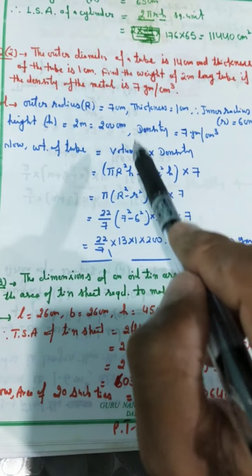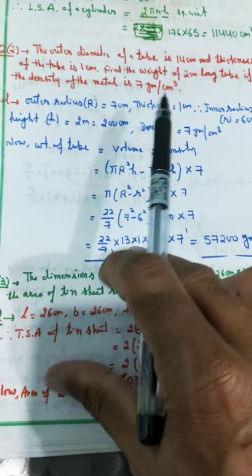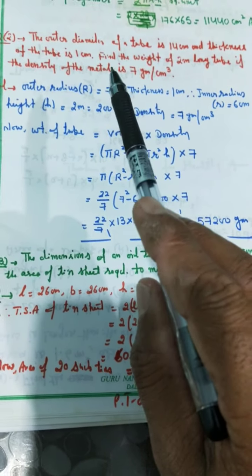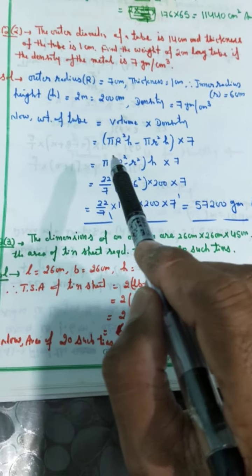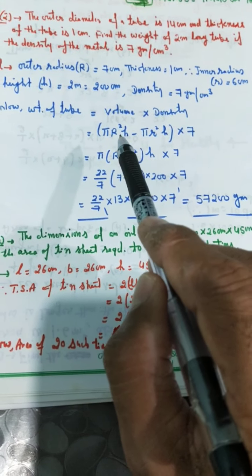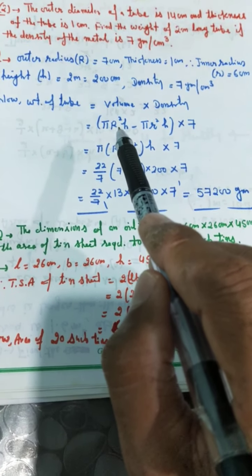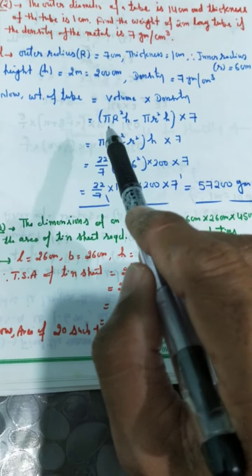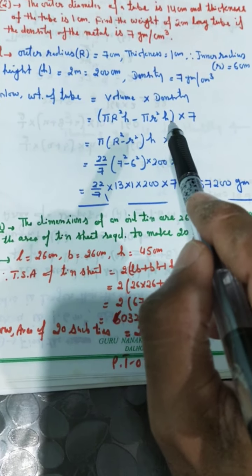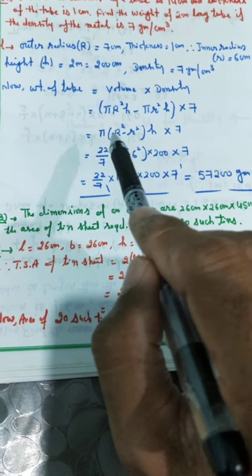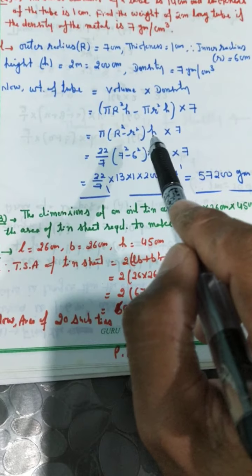Volume of the metallic tube into density. So how can we find the volume? Here the outer radius and inner radius are given. The volume will be, with capital R for outer radius and small r for inner radius, pi R square h minus pi r square h, into density, that is 7 gram per cubic centimeter. Pi is common: R square minus r square into h.